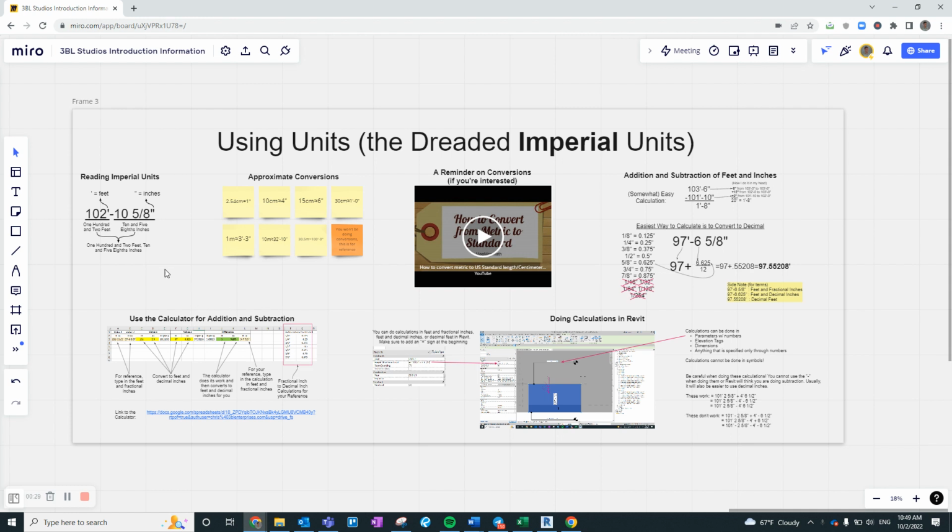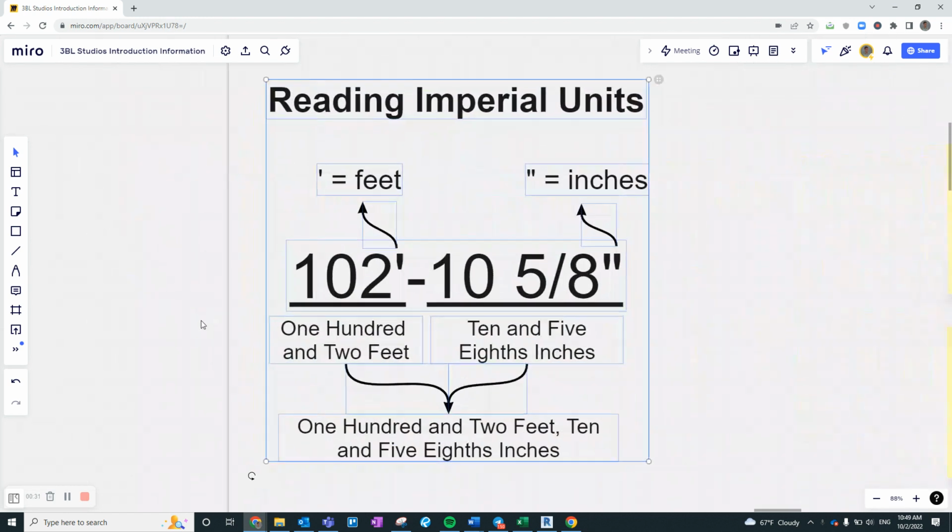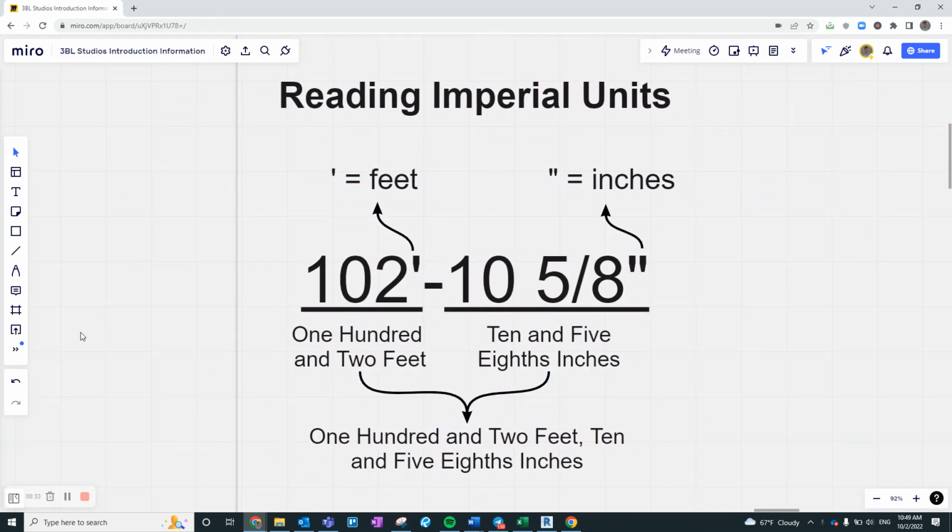So, first of all, to make sure that you understand how to read the units, note that when we write these things, we might write them with a little apostrophe, like this one right here, or with a quotation mark like this one here. So the apostrophe indicates feet, and the quotation indicates inches.